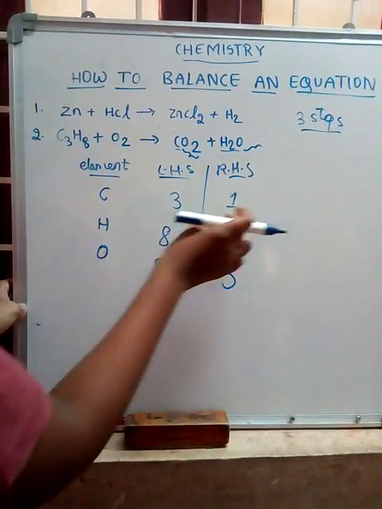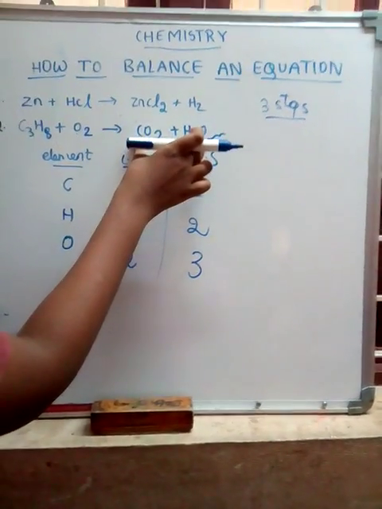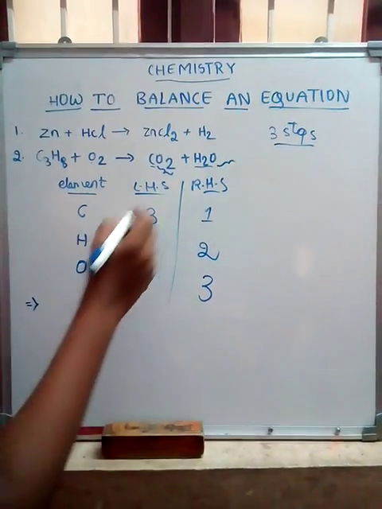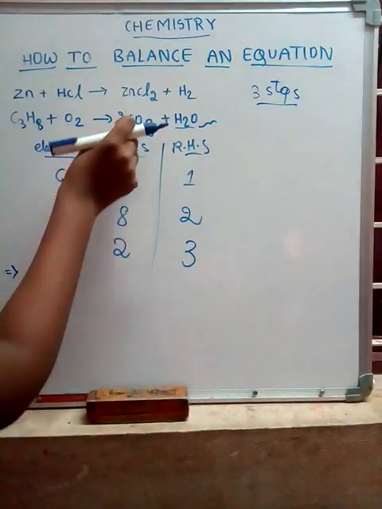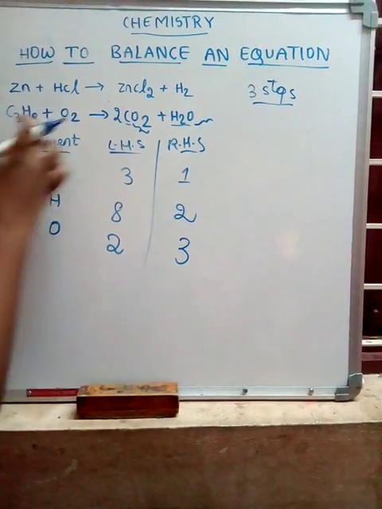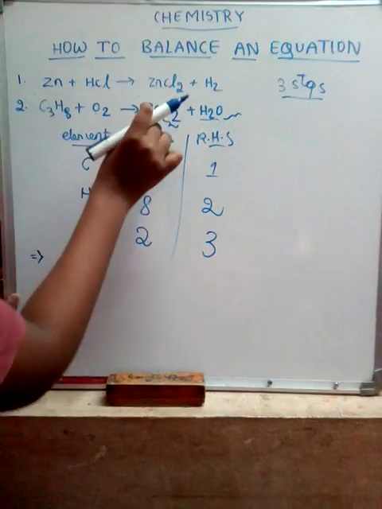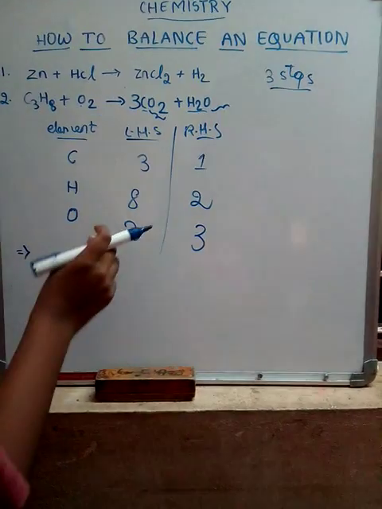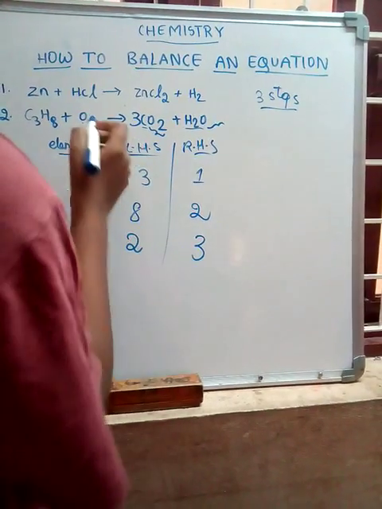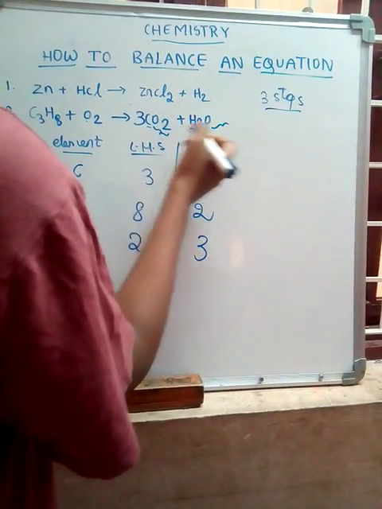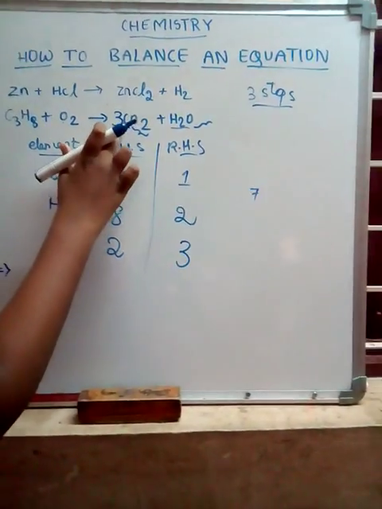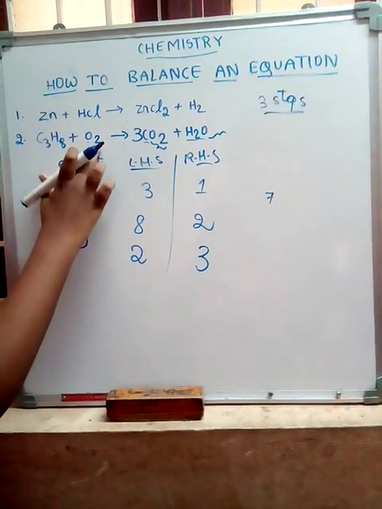For carbon, we need 2 more carbons on the RHS, so write 2 in front of it. Then 2 carbons are satisfied, and with 3 on the LHS, write 3 in front of CO2. So 3 carbons on both sides. Now the oxygen on the RHS becomes 3 times 2, which is 6, plus 1, so 7 oxygens, while the LHS has only 2.